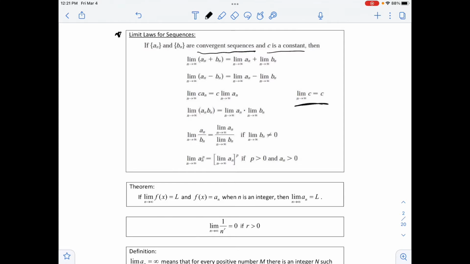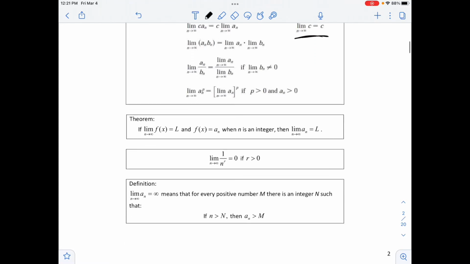And then also note over here on this side that the limit as n approaches infinity of a constant is just a constant, like we saw back in Calculus 1. And then if you're multiplying two sequences together, you can take the limit of each of those individually and then multiply. Likewise, if you're dividing, you can take the limit of the numerator and the denominator separately, and then divide. And again, this is provided that the limit as n approaches infinity of our denominator does not equal 0. And then if you are raising a sequence to a power, then we can take the limit of the sequence first and then raise it to the power.